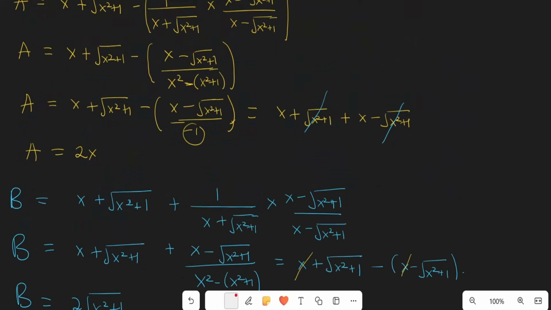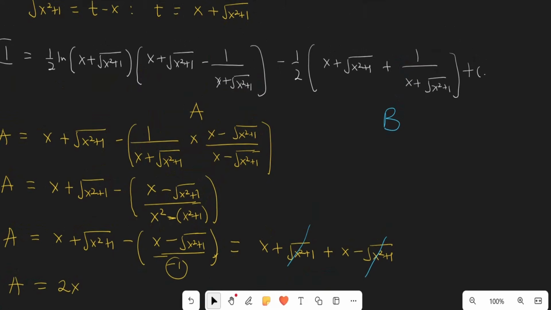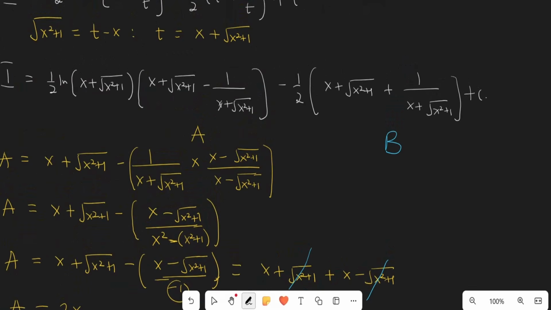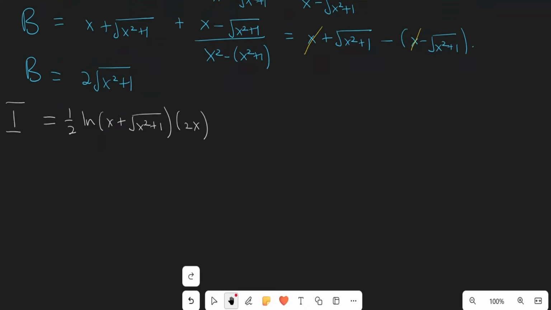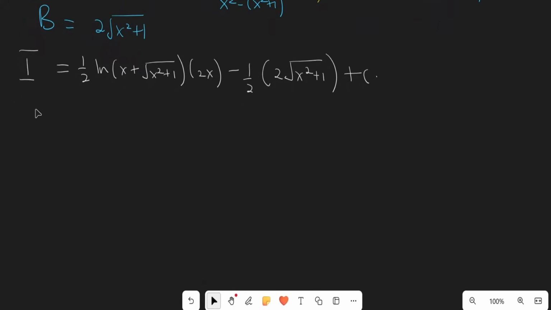And then what is left? Minus 1/2 times B. So that is minus 1/2 times B, right? And what is B? B is simplified to this. That is going to be what? 2 times the square root of x squared plus 1, plus the constant of integration.